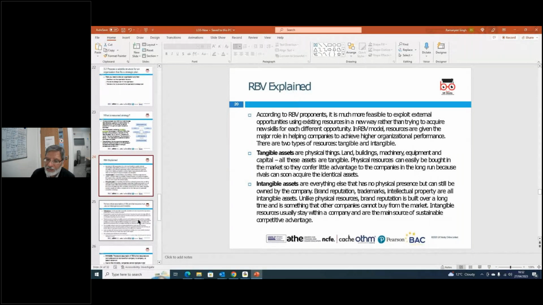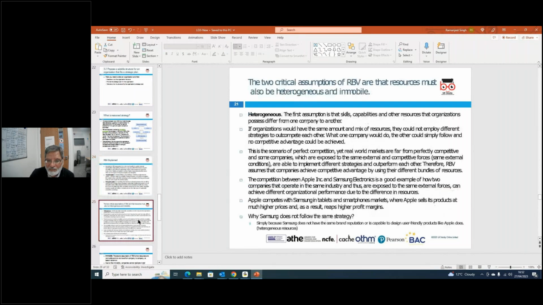And intangible assets like trademarks, brand reputation and goodwill, and for example brand loyalty that people have built up over the years. So you can look at that model, and to what extent are they heterogeneous or homogeneous, right? Different to your competitors. Are they the same or different? And to what extent are they different to your competitors?